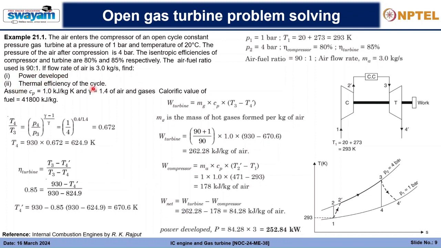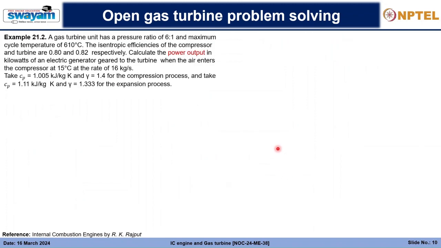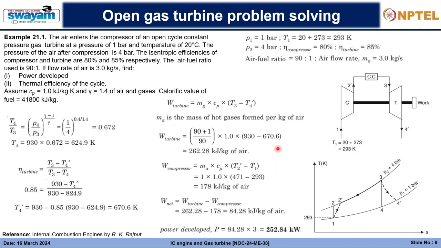Next part is the thermal efficiency of the cycle. For that, we have to calculate the heat supplied. You can do it as a homework. The heat supplied can be calculated simply by mg Cp into the temperature difference T3 minus T2 dash, and by that you will get the heat supplied. Simply divide the net work by the heat supplied, and you will get the thermal efficiency of the cycle.